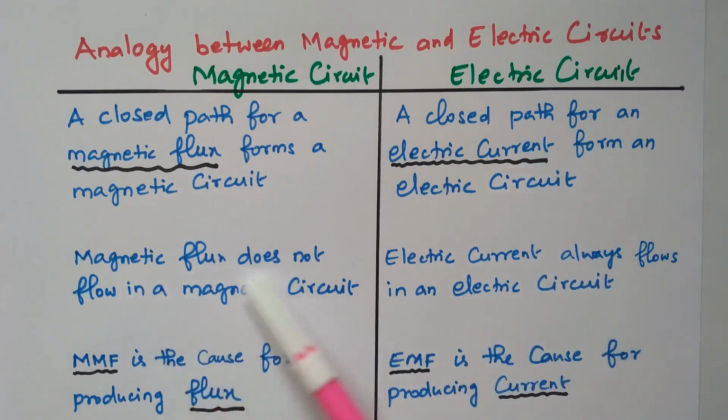The magnetic flux does not actually flow in a magnetic circuit. So we assume that there is a magnetic flux flowing through the core. We assume that it is imaginary. Fluxes are imaginary. But in an electric circuit, the electric currents are always flowing. There is a real flow of electric current in an electric circuit.